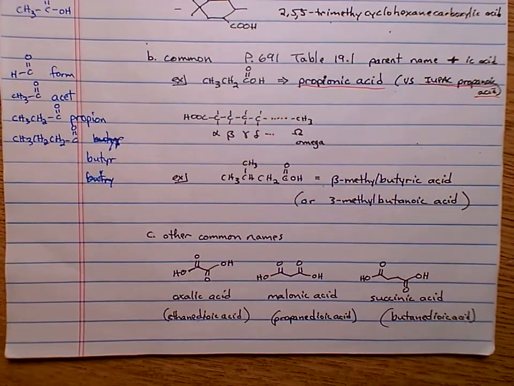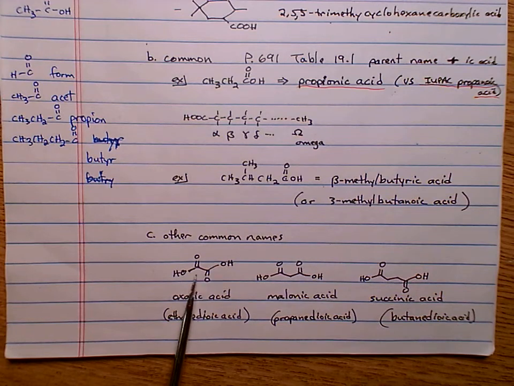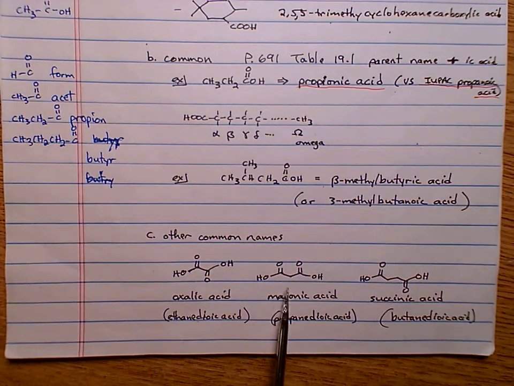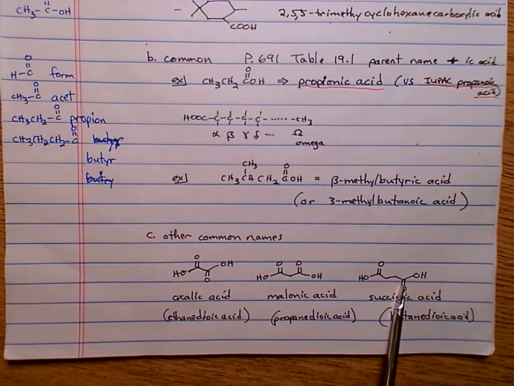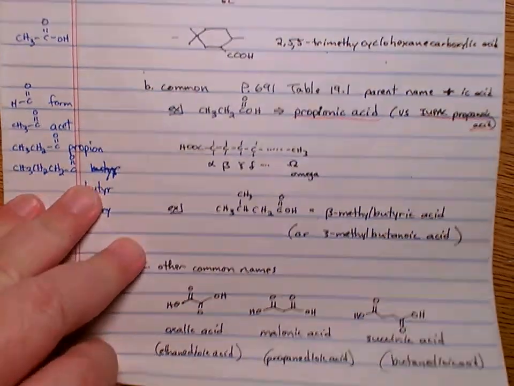Other common names you need to know: if you've got 2 carboxylic acids and the 2 carbonyls are bonded to each other, that's oxalic acid. If there's a CH2 between the 2 carbonyls, that's malonic acid. If there are 2 CH2s in between the 2 carbonyls instead of just 1, that is succinic acid. So you just kind of have to memorize those guys.